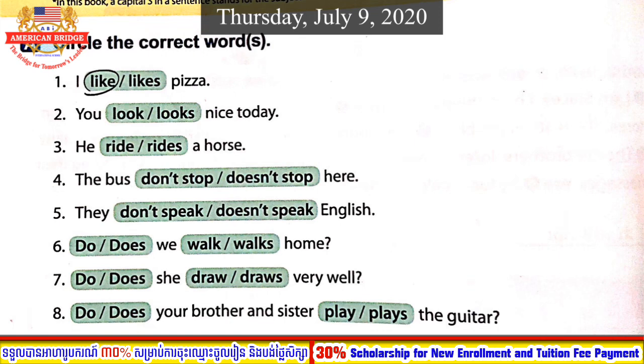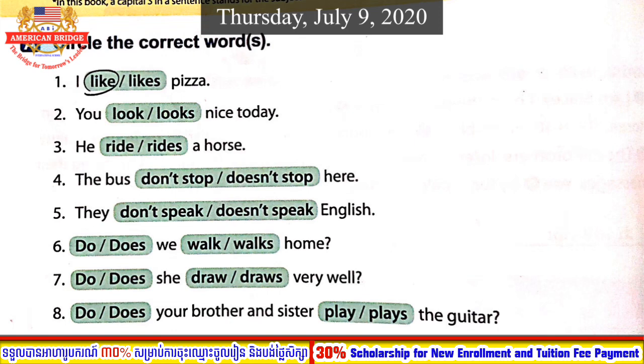Let's go to number five. They don't speak, they doesn't speak English. So what is the subject? The subject is they, and they is plural. Plural, we have to use don't or doesn't. They we use with don't. So they don't speak English.